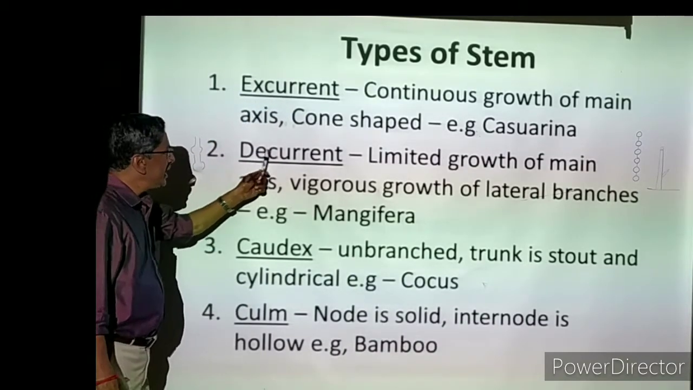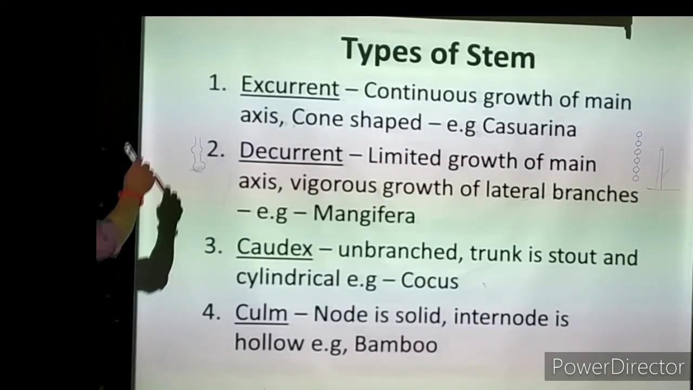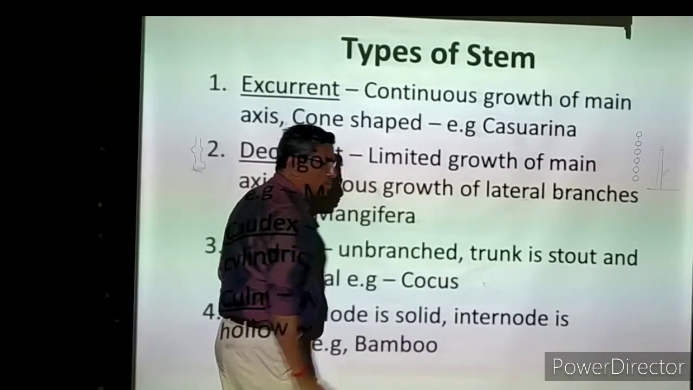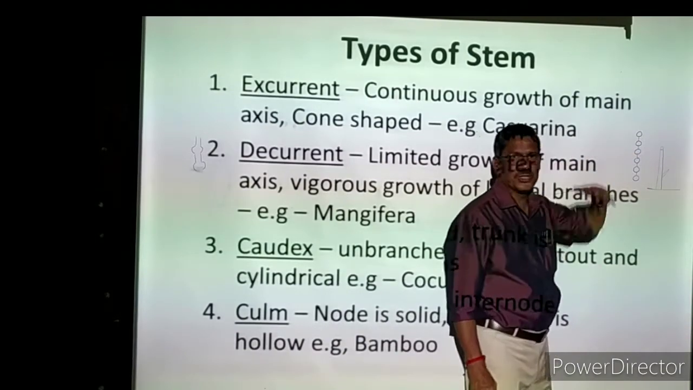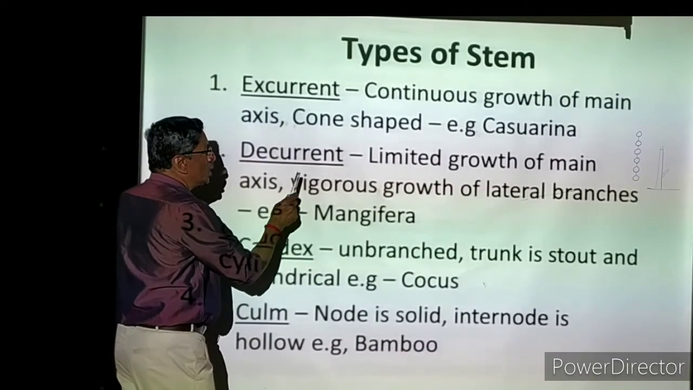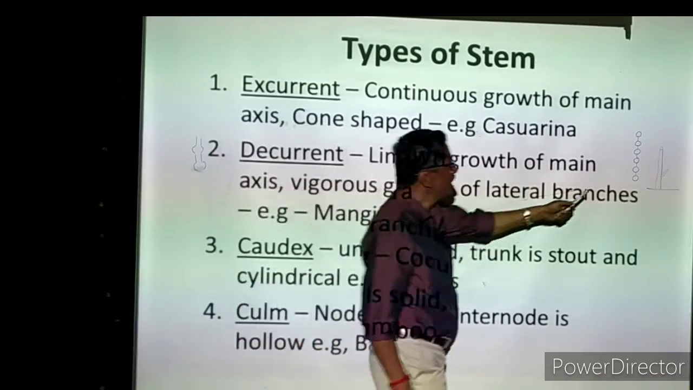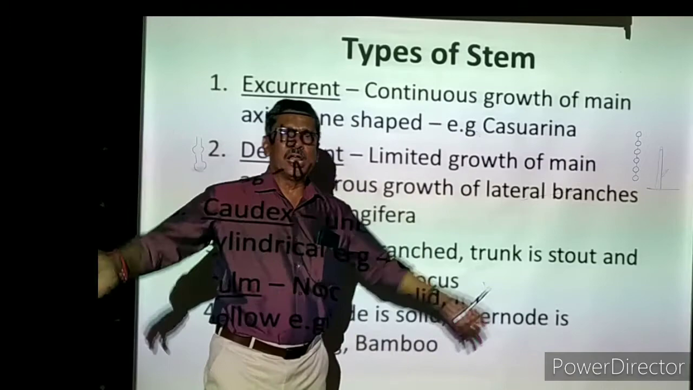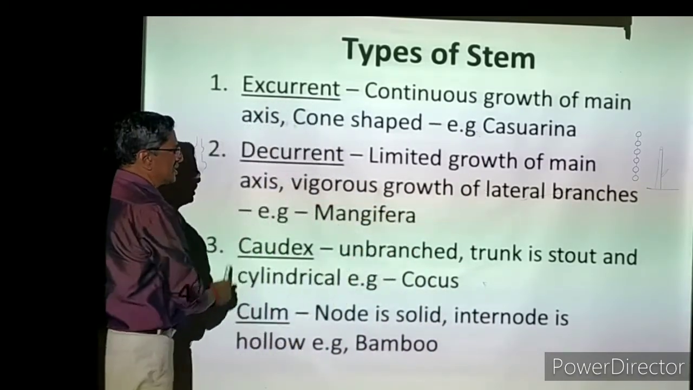The next one is the decurrent stem. Excurrent and decurrent stem. Now the stem has limited growth. The main stem grows very, very short. It grows up to a certain height, after that the growth stops. That is limited growth of the main stem, the main axis. Vigorous growth of lateral branches. Lateral branches means side branches. The side branches are growing vigorously, very fast, so they grow longer and longer. That is called the vigorous growth of lateral branches.